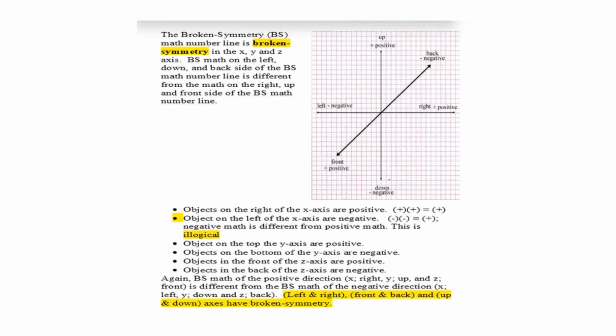This is illogical. Objects on the top of the y-axis are positive. Objects on the bottom of the y-axis are negative. Objects in the front of the z-axis are positive. Objects in the back of the z-axis are negative. Again, BS math of the positive directions, right, up, and front, is different from BS math of the negative directions, left, down, and back. Left and right, front and back, up and down axis have broken symmetry.